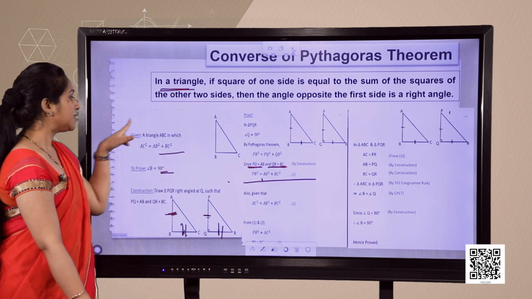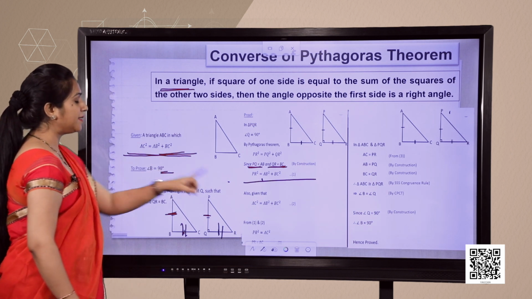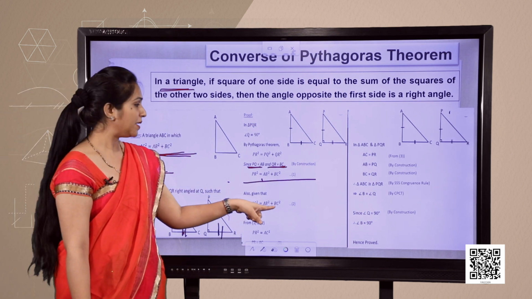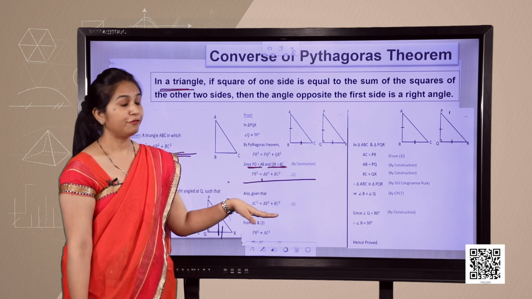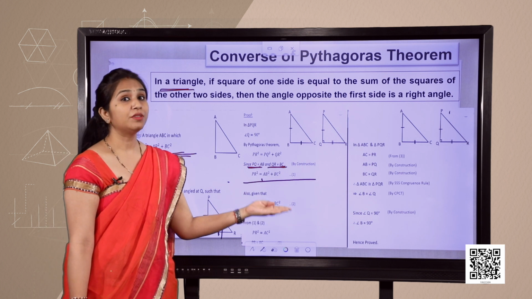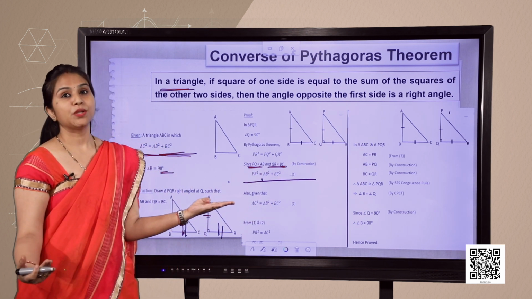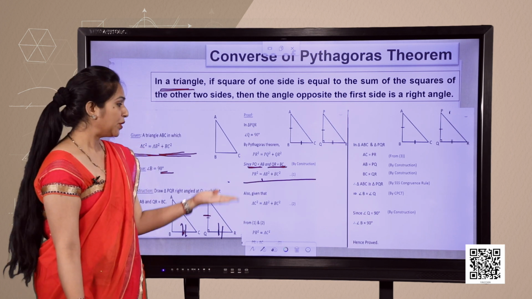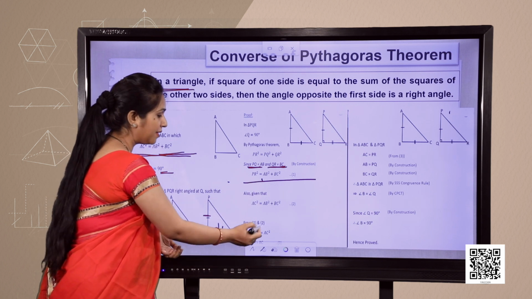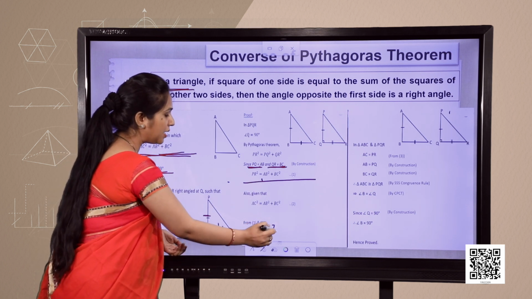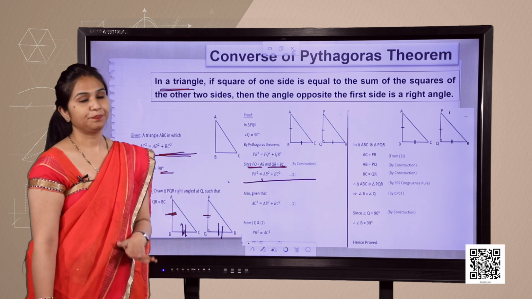Now come to the thing which is given to you. You are given with AC square is equal to AB square plus BC square. Now carefully observe both the equations. If you see, the right sides of both the equations are equal, and when the right sides are equal, you can also equate their left sides. So what will you have? PR square is equal to AC square, and the square and square get cancelled from both the sides. So we are left with PR is equal to AC, right?